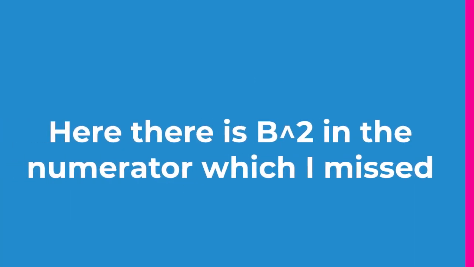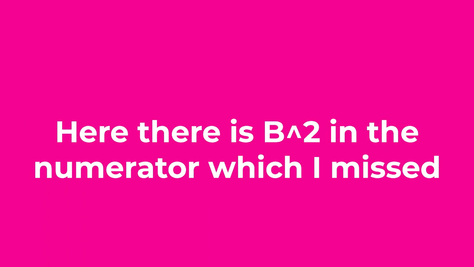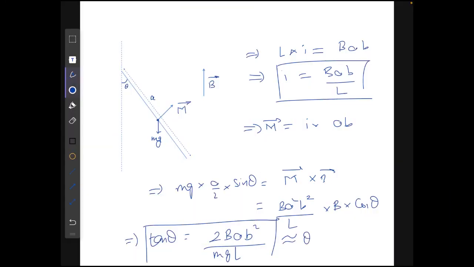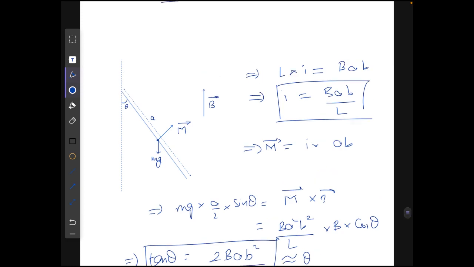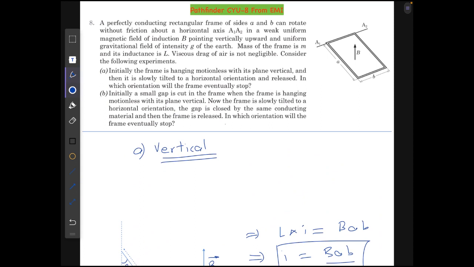Now, as it is said that the magnetic field is pretty weak, the angle theta will be quite small, so tan theta can be approximated as the angle theta. So yeah, this is the final angle at which it stabilizes. This is the answer for part B. So that's the final answer. Thank you.